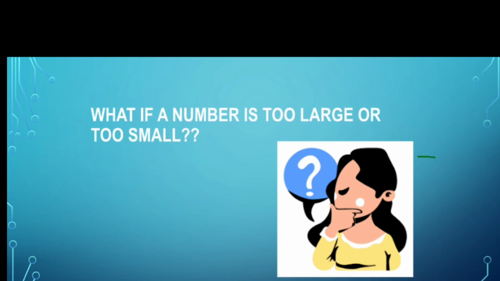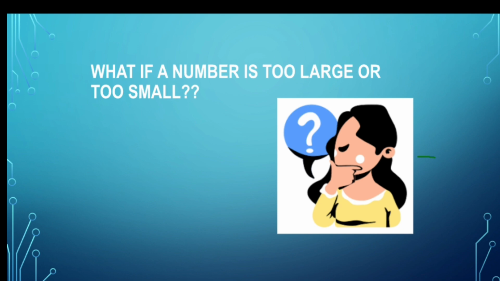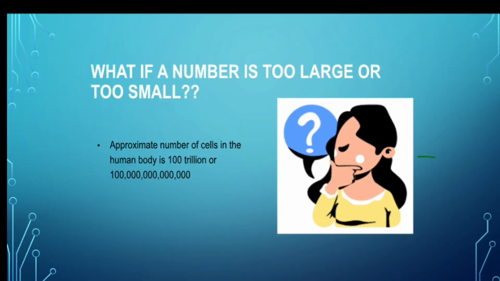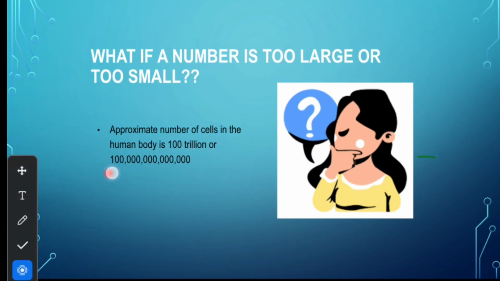Alright, now we are on the slide where we are given a number which is too large or a number which is too small. So in this case they have given an example that the human body has 100 trillion cells. So it's difficult to remember so many zeros over here. You can see that there are plenty of zeros after 1. So we cannot remember these zeros. So what's the other way to remember such a large figure?